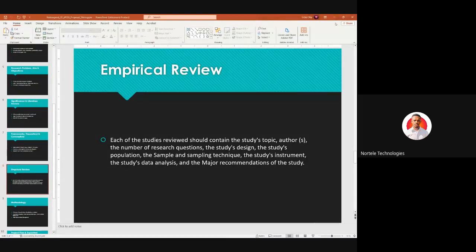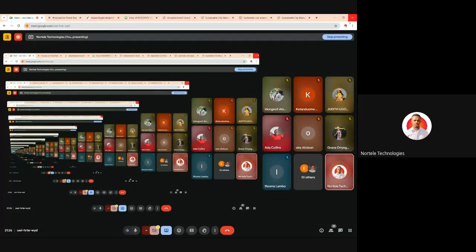Thank you for that addition. She's very right. You can get it from textbooks and journals, so far as you can reference them properly in the work. So do we have any other comments? Are there any other contributions?